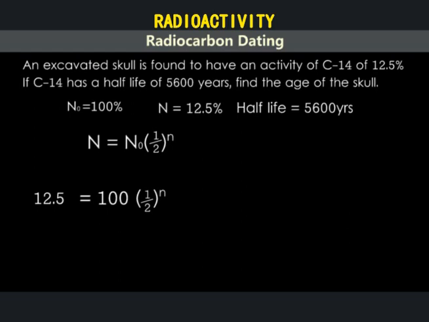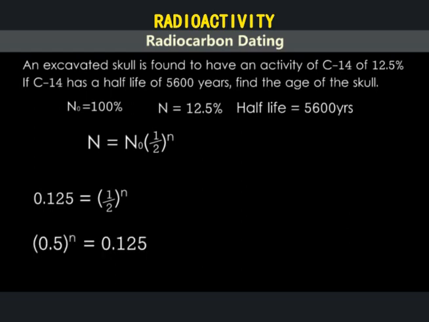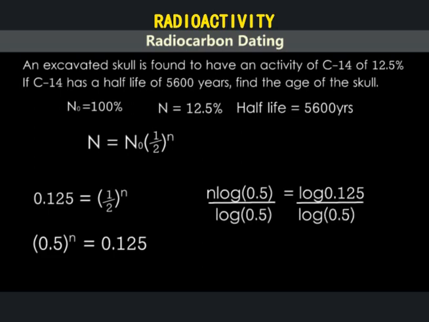12.5 is equal to 100 times a half raised to n. We divide both sides by 100, so we shall have 0.125 is equal to a half raised to n. I love to work with decimals, so a half is the same as 0.5. So we have 0.5 raised to n is equal to 0.125. Put your best mathematics, introduce logs. n log 0.5 is equal to log 0.125. To remain with n, we divide both sides by log 0.5. If we do that, n is equal to 16.